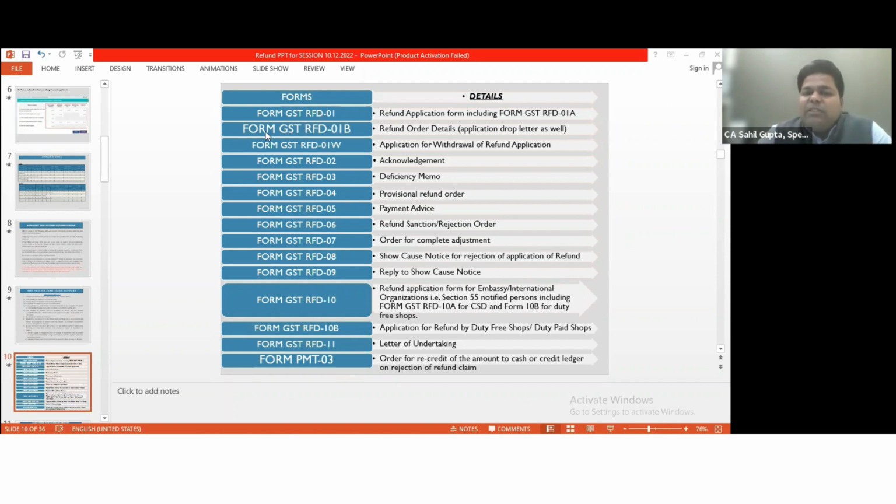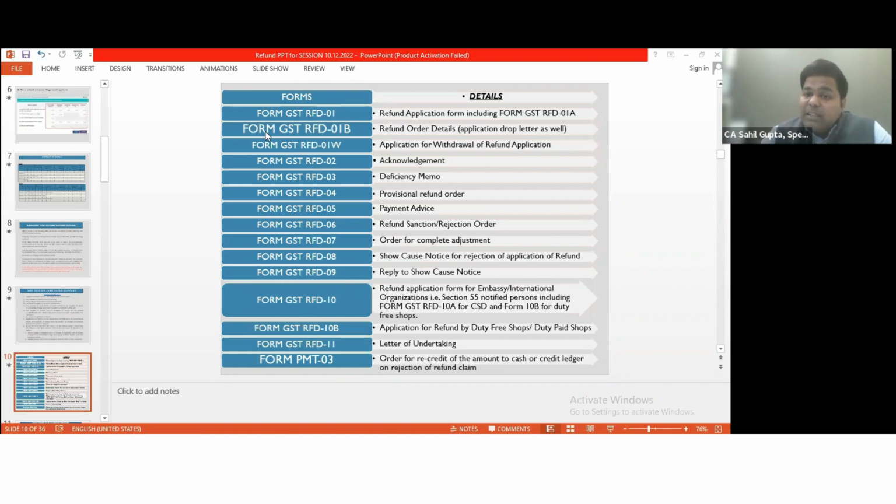Secondly, the form GST RFD 01B is for refund order details. Then a new functionality has been added by the government for withdrawal of refund applications. In many cases, if we have made any error in the refund application, then we can withdraw that application and apply again in a rectified manner. Or in case we do not want to take that refund, or some other issue is there, the government allows us to withdraw the refund application.